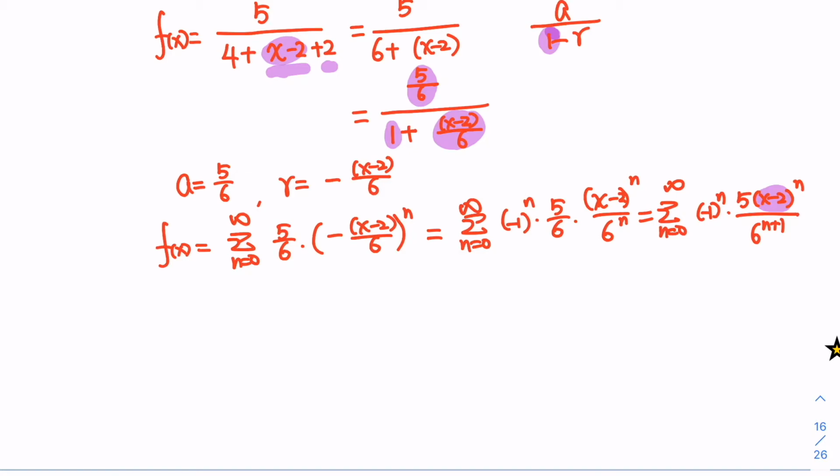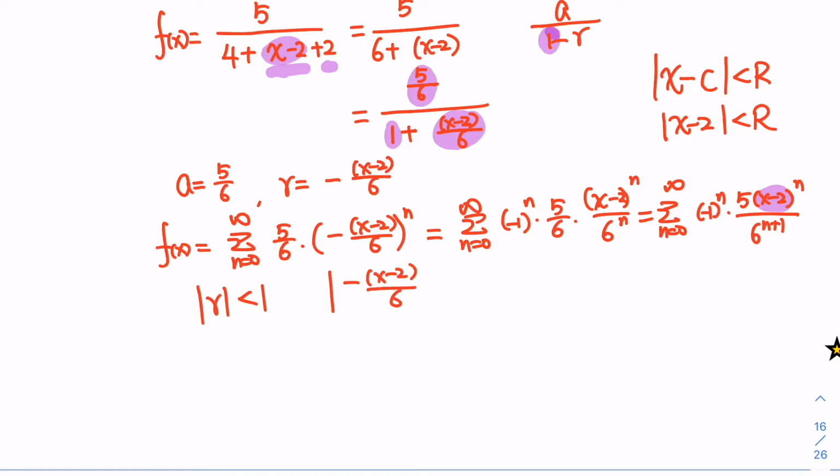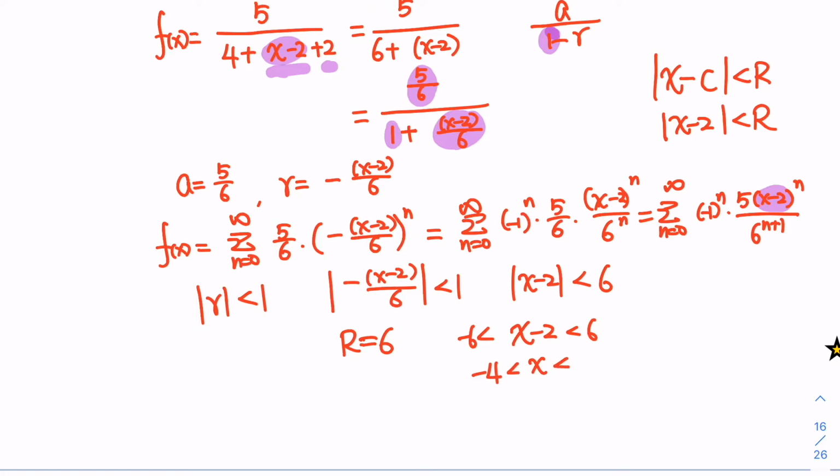Now let's deal with the radius of convergence and interval of convergence. For the radius of convergence, we have to change it to the form |x - c| < R. We have to say |x - 2| is less than what? As we know, the absolute value of r is less than 1, so we put the absolute value of r here. That means |x - 2| is less than 6. So the radius of convergence equals 6. For the interval of convergence, we just solve this inequality, giving negative 4 to 8. So the radius of convergence is 6, and the interval of convergence is negative 4 to 8.